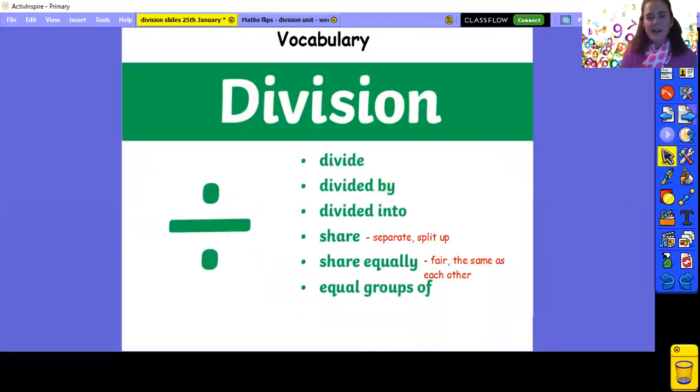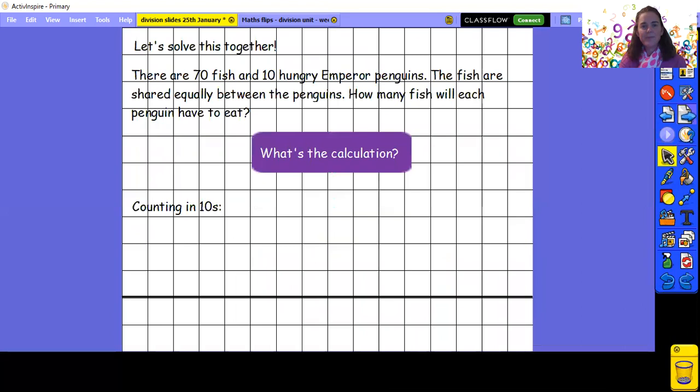So we need to remind ourselves of the vocabulary that we use for division. So we've got divide, divided by, divided into, share, meaning separate or split up, share equally, meaning each part has to be fair, the same as each other, and equal groups of. So keep those words in your mind. Okay, I've got another problem for you to help me solve. So we'll do this one together. You might want to have a piece of paper in front of you and draw a line on your piece of paper so that you can do a number line with me.